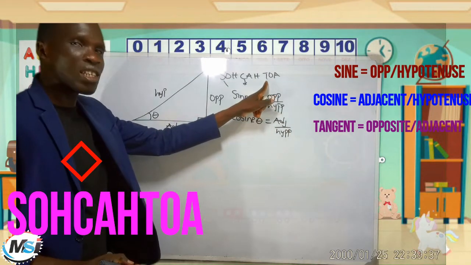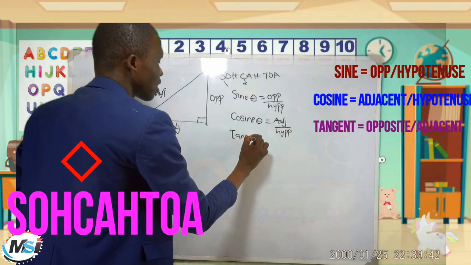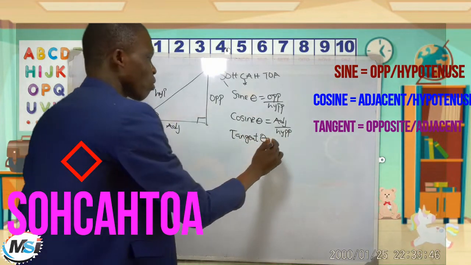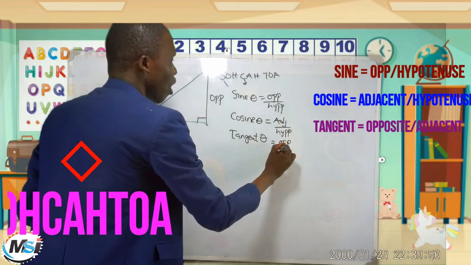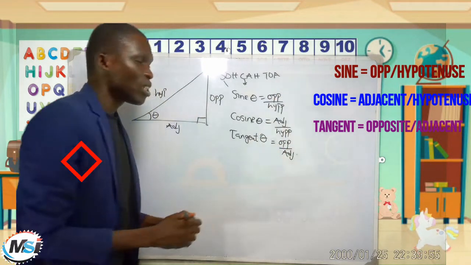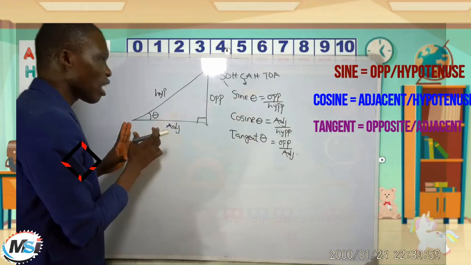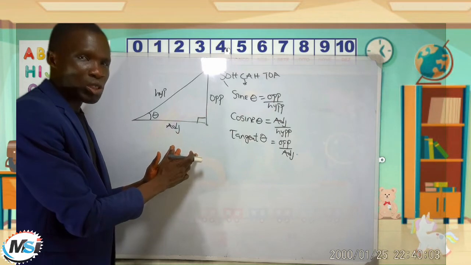The last one is T, tangent. Sometimes we call it tan theta, which will give us opposite all over adjacent. So we are going to make use of this while solving angle of elevation and angle of depression.